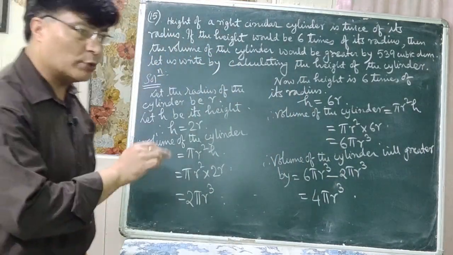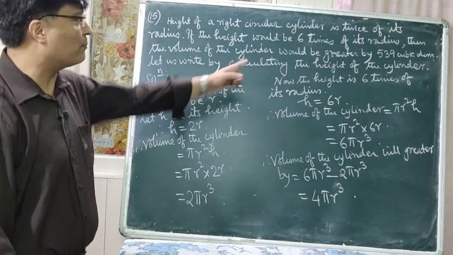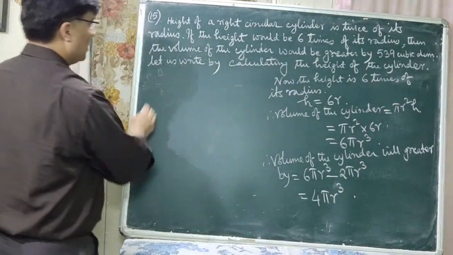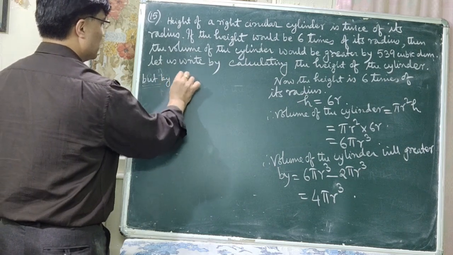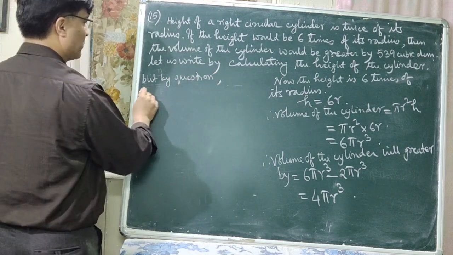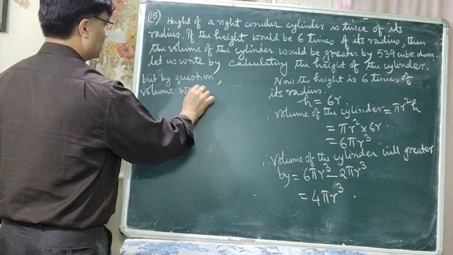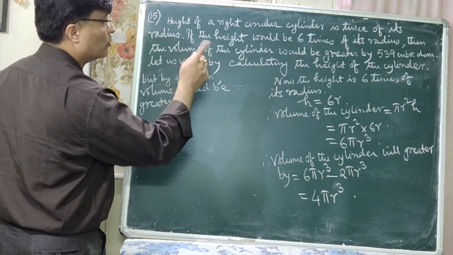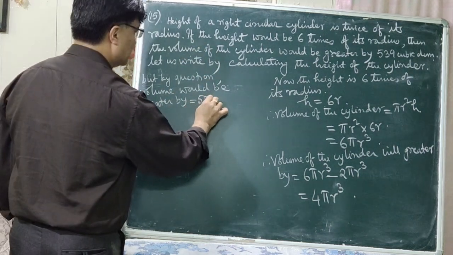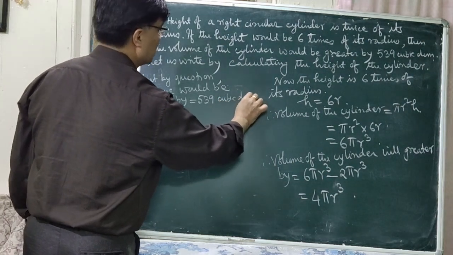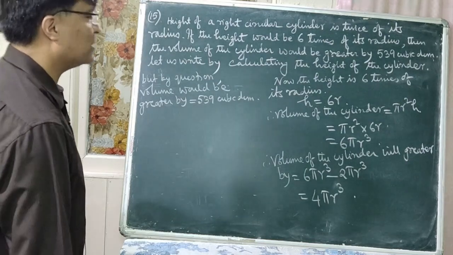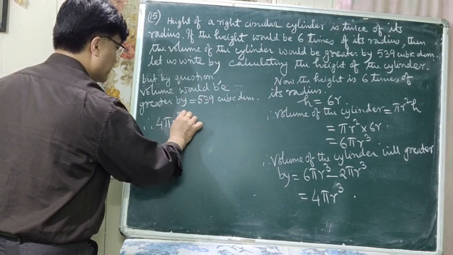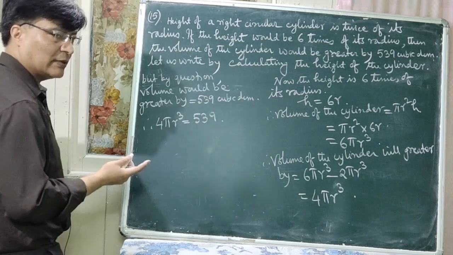That is, the volume of the cylinder would be greater by 4 pi r cube, but by the question it is given as 539 cubic decimeter. So write down: but by question, the volume would be greater by 539 cubic decimeter. So you can equate these two. These are the same, isn't it? So you can equate 4 pi r cube is equal to 539. Now let us simplify it.